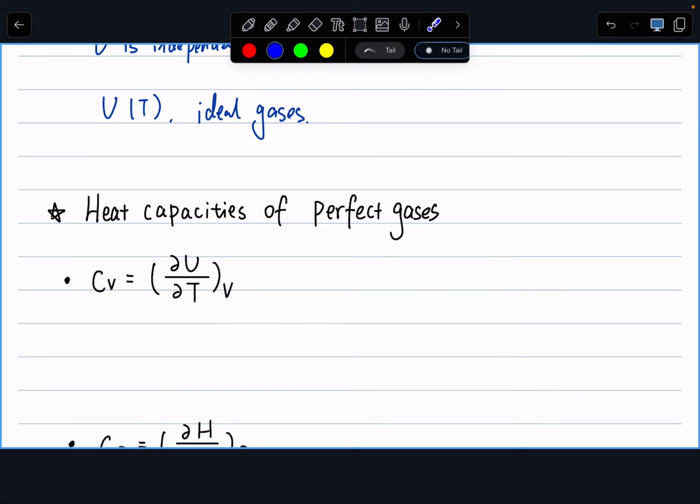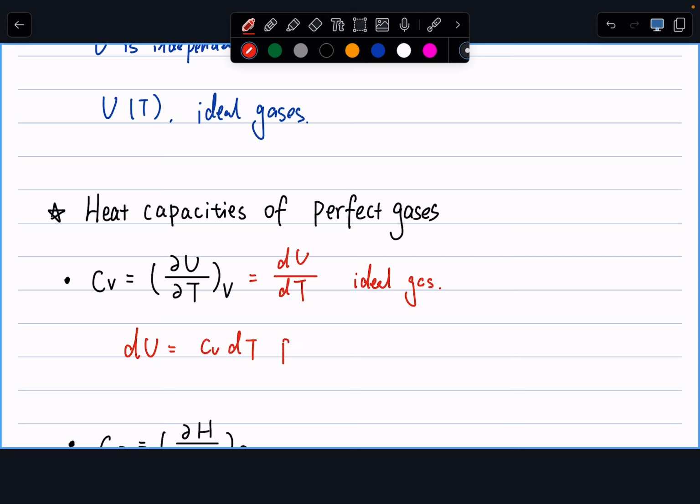If we think about heat capacities, the original definition of heat capacity is Cv, the isochoric heat capacity, equal to the partial derivative of internal energy over temperature at constant volume. But since we have internal energy independent of volume, we can rewrite Cv as the normal derivative du over dT for ideal gases. Or the other way to put it is, du equals Cv dT for a perfect gas.